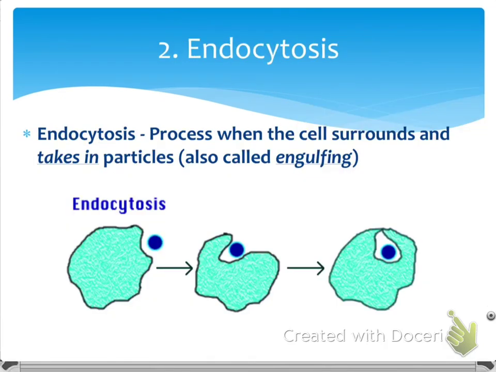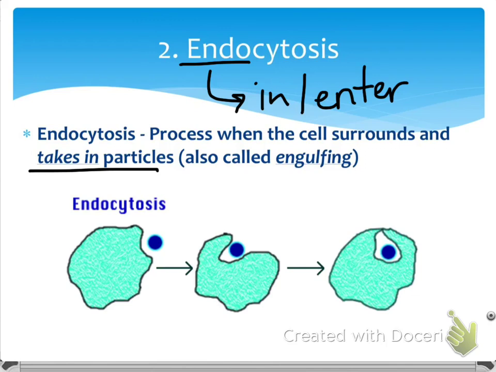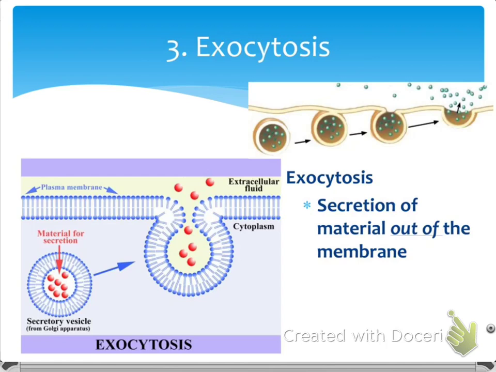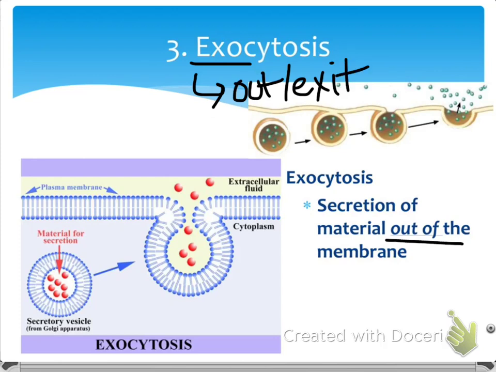Next we have endocytosis. If you remember, endo means in or enter. So this is when the cell surrounds and takes in a particle. Another word you might see is engulfing. This is kind of how some cells eat. Certain one-celled organisms, this is actually how they get their food. And exocytosis is out or exit. So this is how you get things out of the membrane. So this is how a cell would get rid of waste.